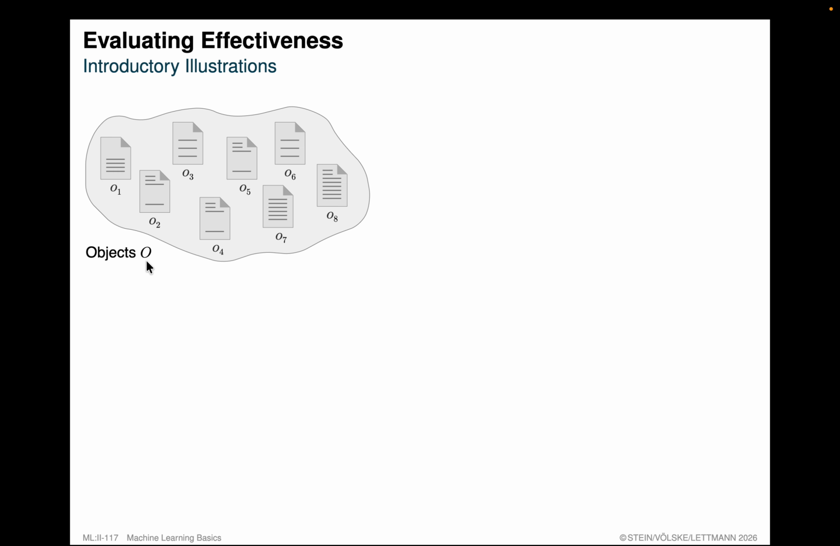So some introductory illustrations here. This is our set of objects. We have some texts here that we want to classify. Let them be emails. We want to classify them, whether they are ham or spam. And we ask a human to do that for us. The human is now our ideal target function, which gives us an idea which objects belong to the target concept, spam, and which objects belong to not spam or ham.